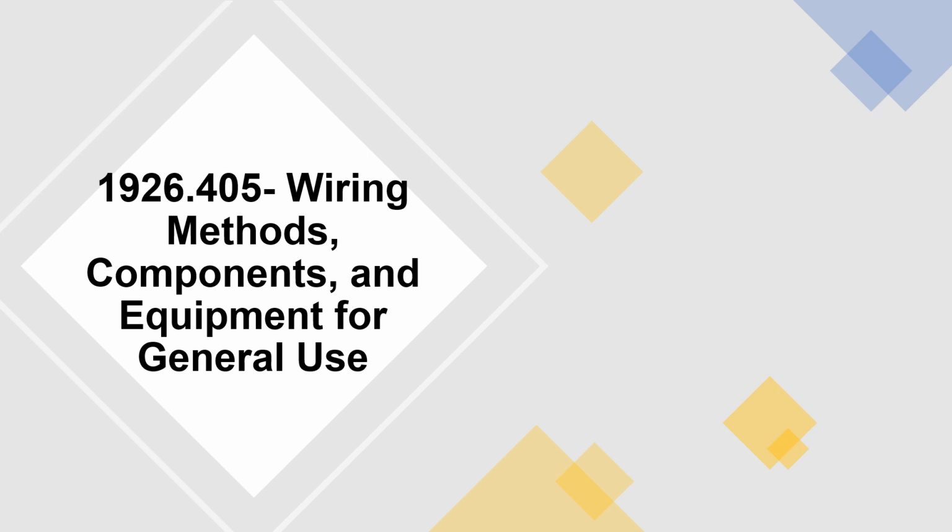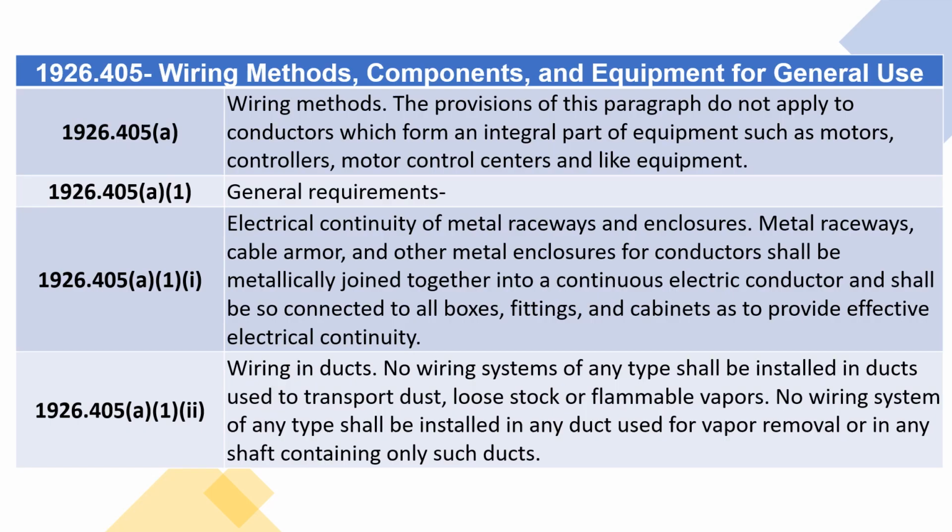1926.405 Wiring methods, components, and equipment for general use. 1926.405(a) Wiring methods. The provisions of this paragraph do not apply to conductors which form an integral part of equipment such as motors, controllers, motor control centers, and like equipment.